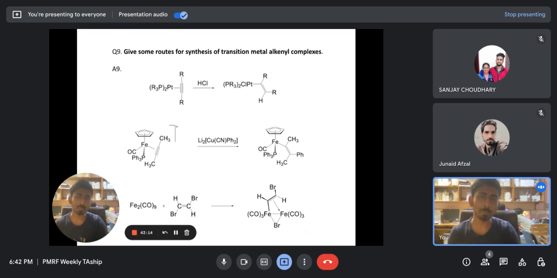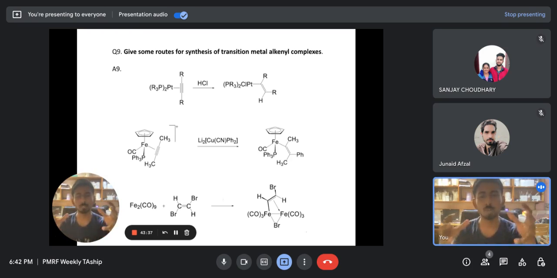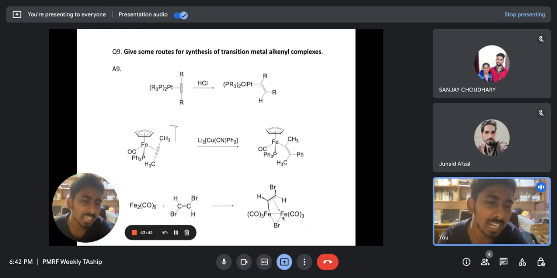Let's come to the last example of this transition metal alkynyl complex, that is iron nonacarbonyl, which will be treated with 1,2-dibromoethylene. So what happens when these two compounds are treated with one another? There is an iron-iron bond. This iron bond will not be ruptured actually. But because this bromine is there, and you all know that halogen atoms can form a bridge between two atoms, this bromine is acting as a bridging ligand here between these two iron atoms.